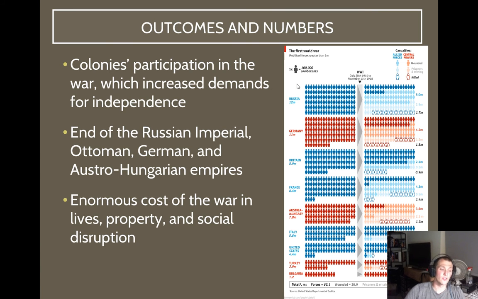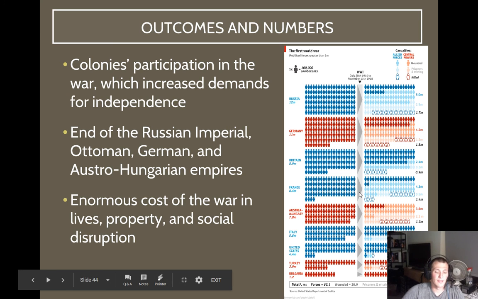Okay, so as far as the outcomes go, we have a serious number of people who were casualties or fighting in this war. There are 12 million Germans fighting, almost 12 million Russians, 11 million Germans, 9 million British, 8.4 million French, 7.5 million Austrians, and so on. The sheer number of people is insane.